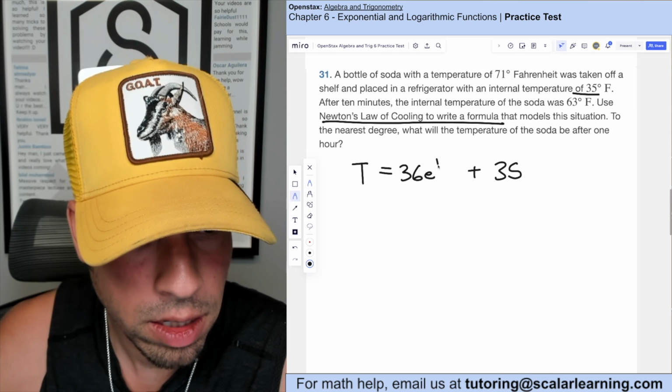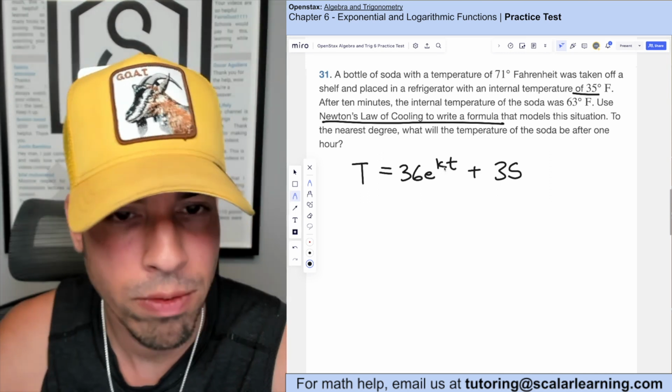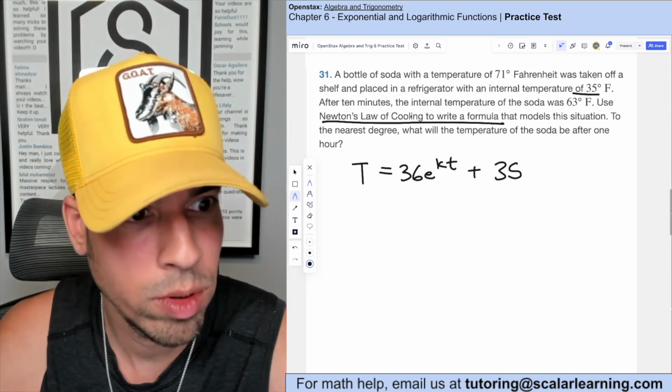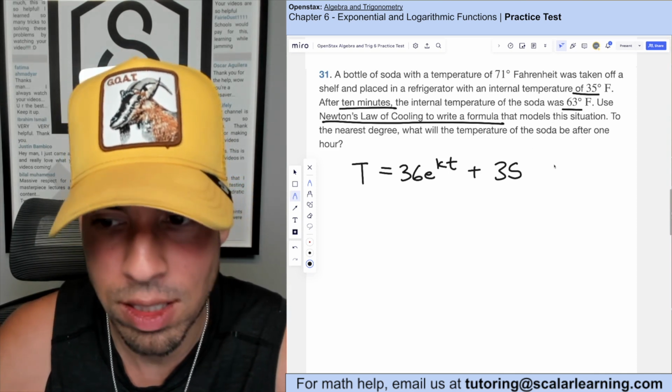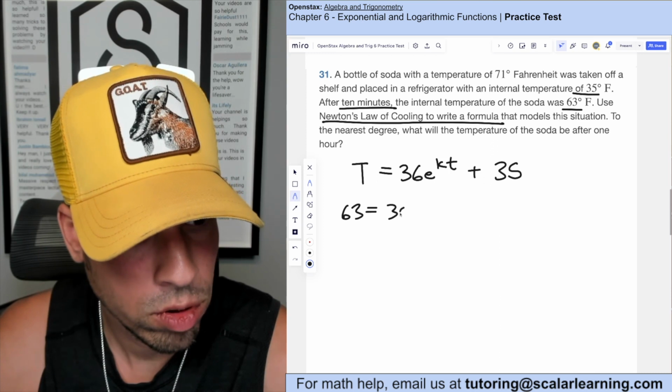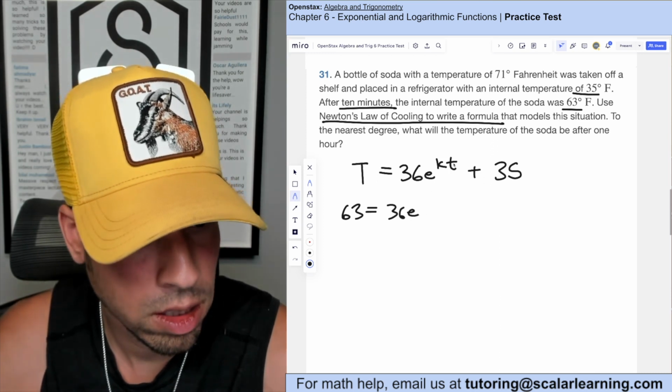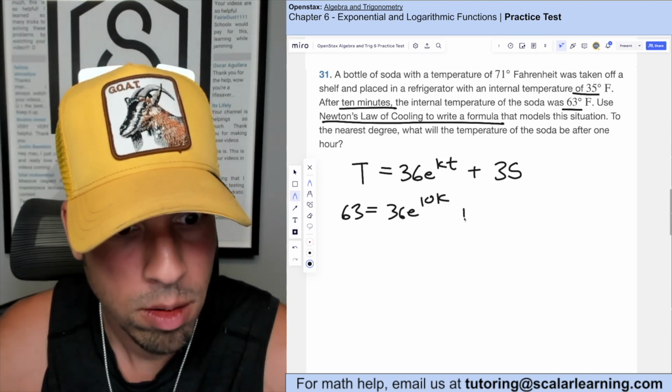And then we've got e to the kt like so, and we have to solve for k. The way we're going to solve for k is we've got this. It says that after 10 minutes, the internal temperature of the soda was 63. So 63 equals 36 e to the, it says 10 for t, so 10k plus 35.